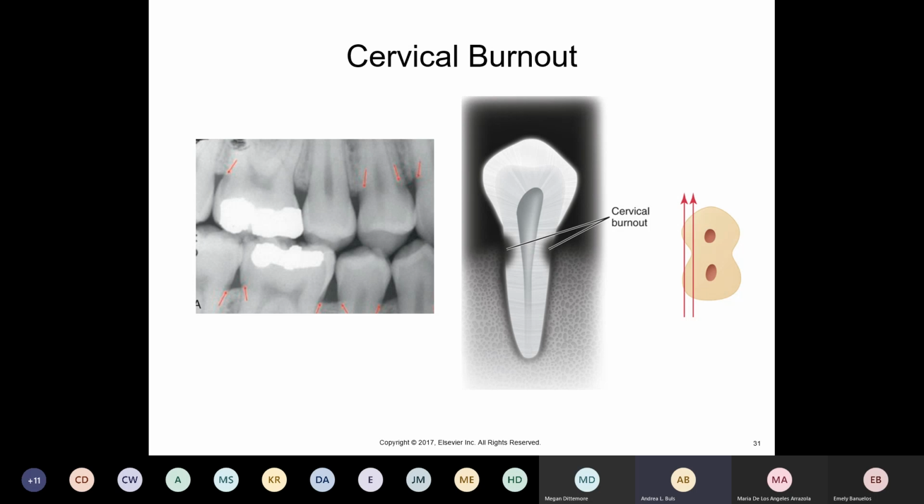And you think, well, how do I know? That's what I thought too. Well, when you get in the mouth, you would be able to take your Explorer and feel around all these areas, and you would not feel any decay. So that's how you know. But just be aware that cervical burnout does resemble root caries.